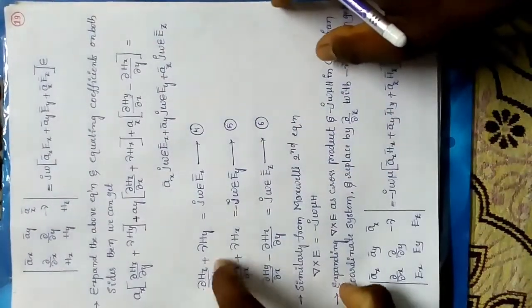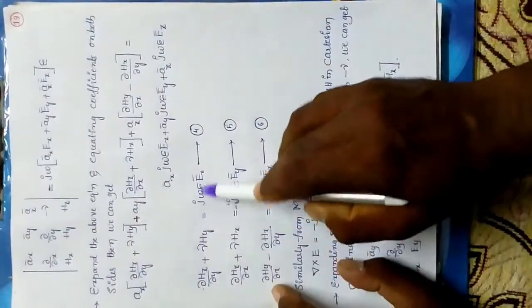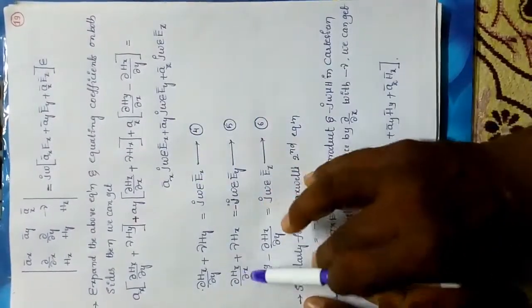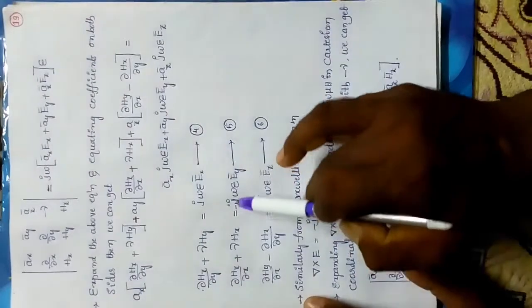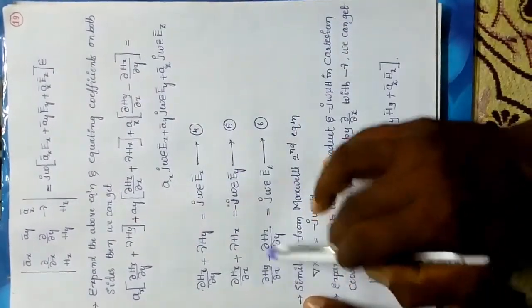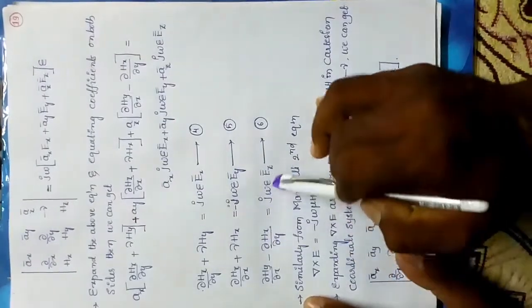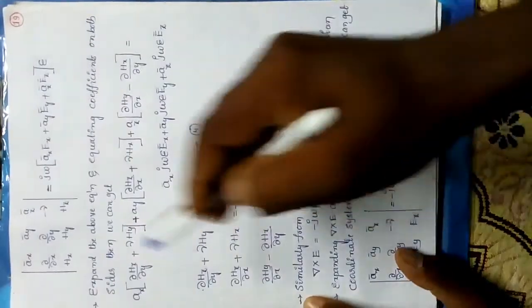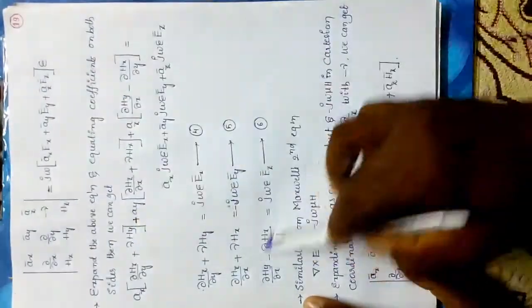What are we getting? Dou hz by dou y plus gamma hy is equal to j omega epsilon ex, the fourth equation. Dou hz by dou x plus gamma hx is equal to minus j omega epsilon ey, the fifth equation. And dou hy by dou x minus dou hx by dou y is equal to j omega epsilon ez, the sixth equation. So how to get these equations? From this equation we are getting like this.